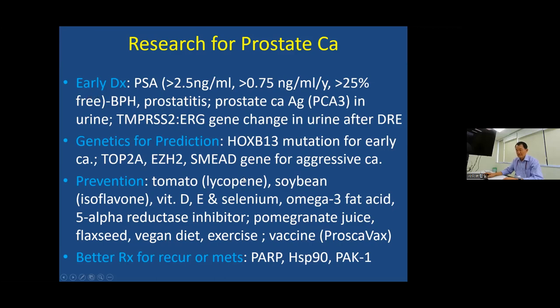And certain genetics: why certain people develop bone metastasis, we don't know yet. Why certain people develop recurrence fast, we don't know. So that's all related to this kind of gene, particularly the SMAD gene. They should study more this kind of gene mutation for aggressive prostate cancer, we have to detect early.